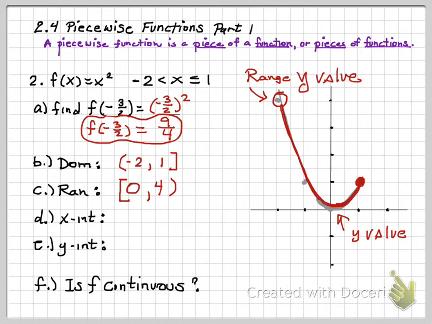Okay, now for the x-intercept, where does the graph cross the x-axis? That would be at 0, 0, and that would be the same for the y-intercept.